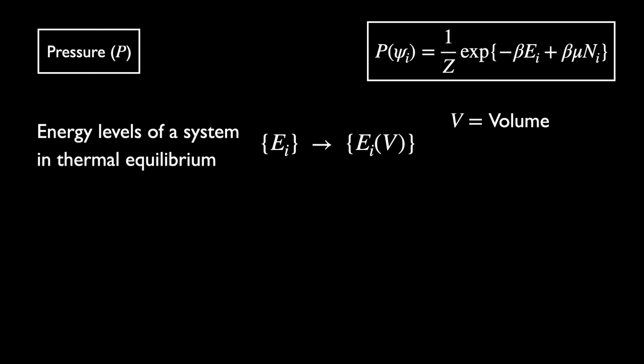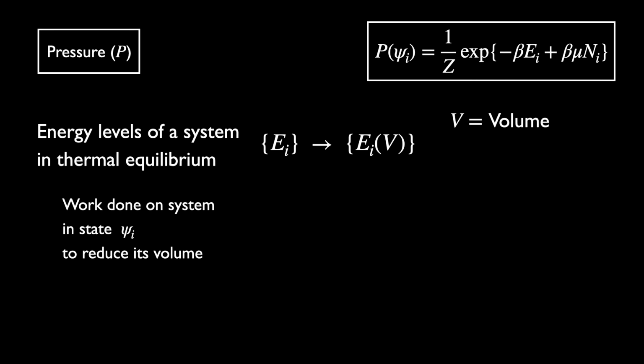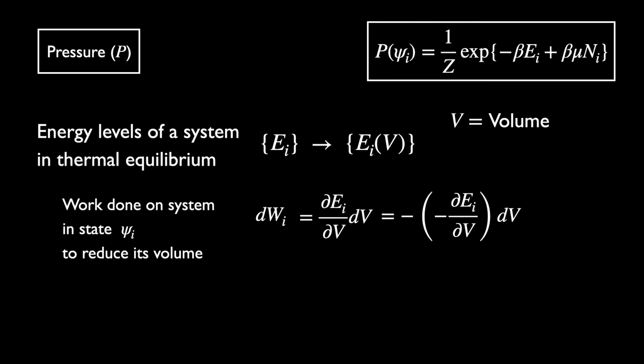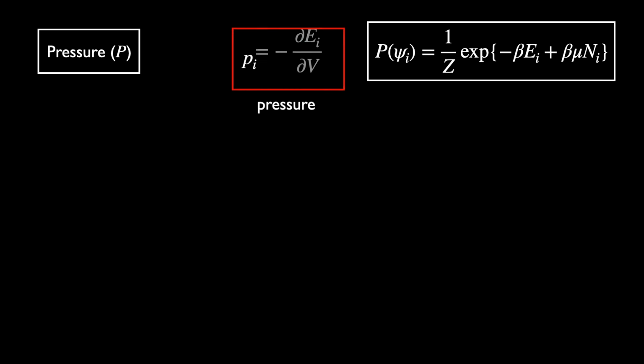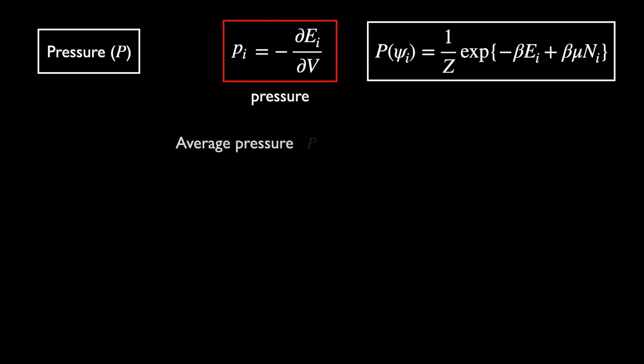Work done on the system in state psi_i is denoted by dW_i, which is equal to (dE_i/dV) times dV. For the case of compression, this is equal to minus (dE_i/dV) times dV, where dV is negative. The term in the bracket is defined as pressure, which is positive, and is denoted by p_i. The pressure P is then defined by p_i averaged over the Boltzmann distribution.